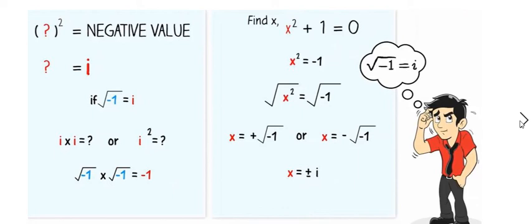Now let's play around with this basic formula. a + ib. This is another number. This is the new number. This is the complex number.